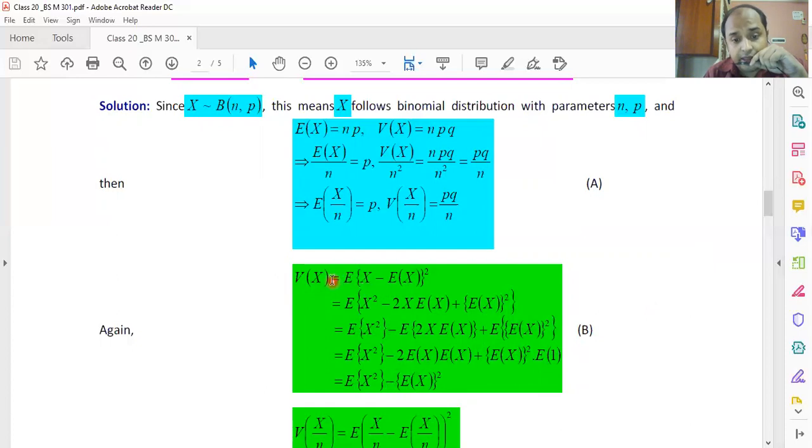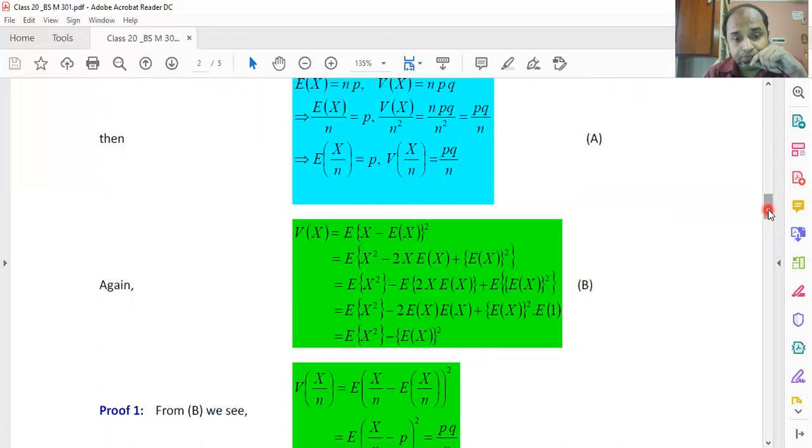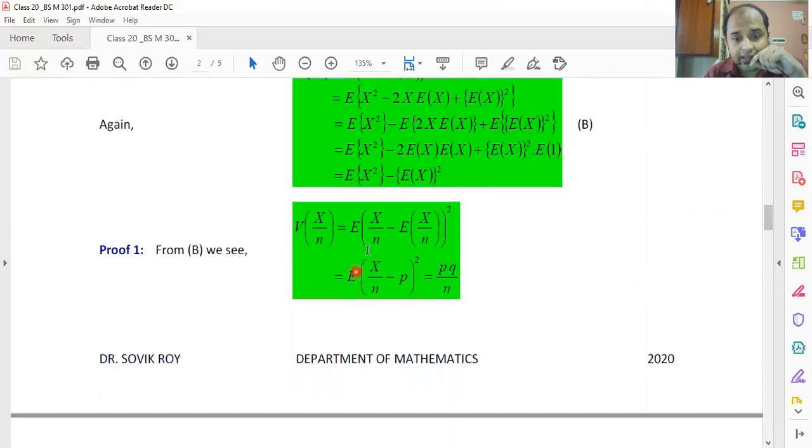If V of X equals E of X minus EX whole square, similarly V of X by n will be E of X by n minus E of X by n whole square. Just look at this expression and this expression. But E of X by n, you have already proved, is P. So I can write it as E of X by n minus P whole square, which is PQ by n, already proved. So V of X by n equals PQ by n. So the first part is proved.